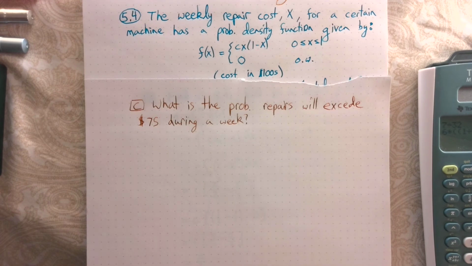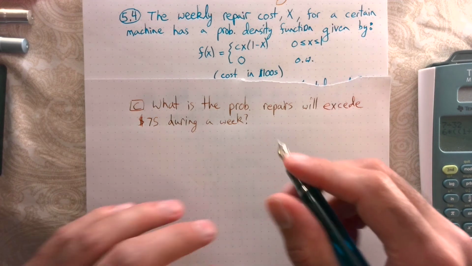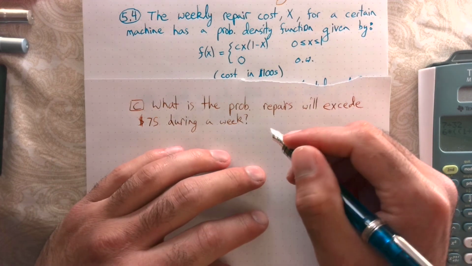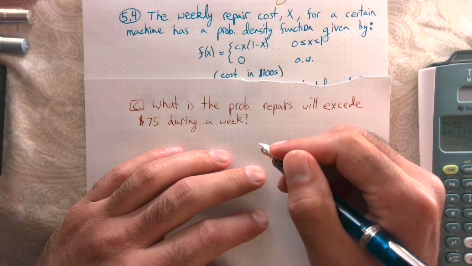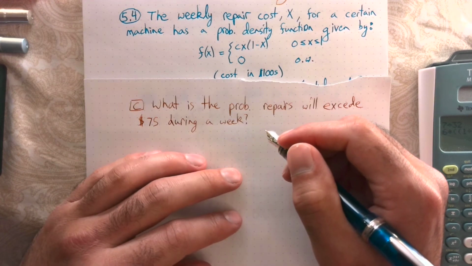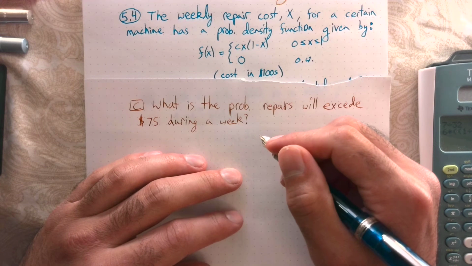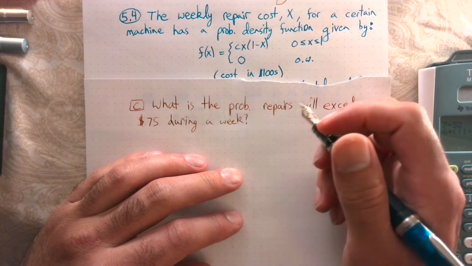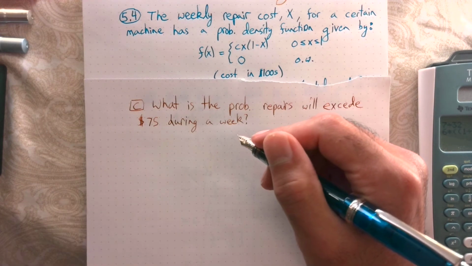All right, so in this part C of the problem, we want to find what the probability repairs will exceed $75 a week are. I skipped part B because I don't want to do the graphing stuff, and I'm not going to test over it. So I meant to actually just take it off of the review, those types of problems, but obviously I missed this one. So sorry about that.